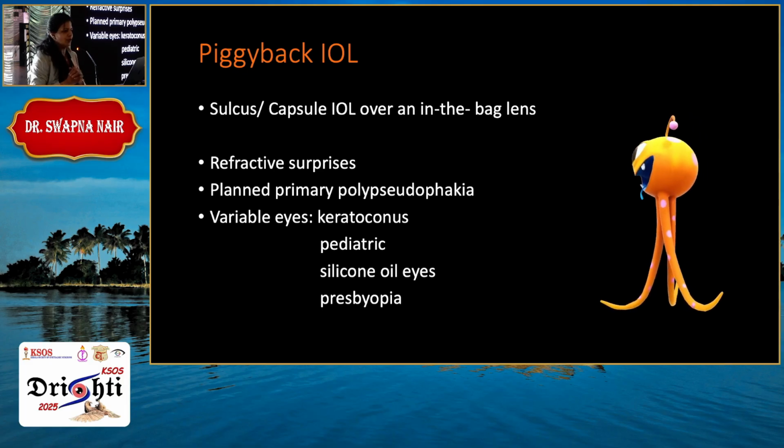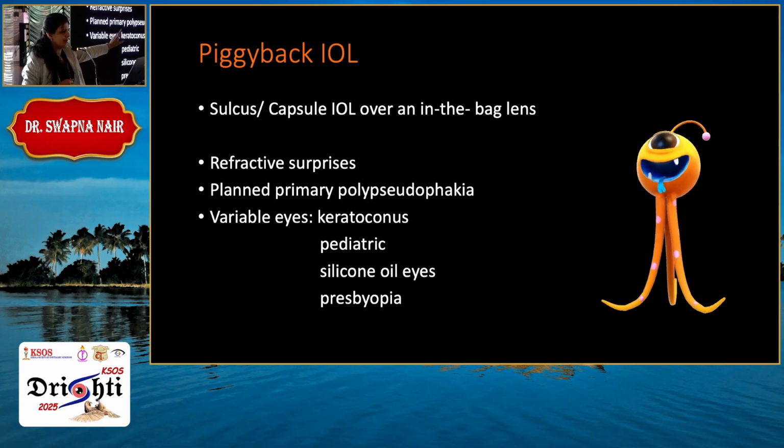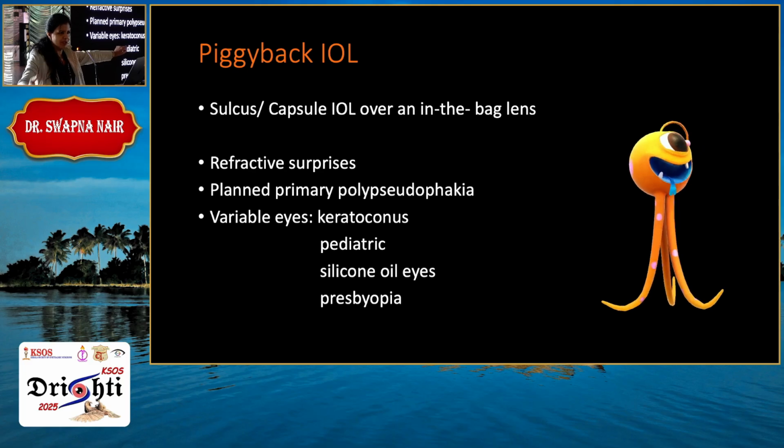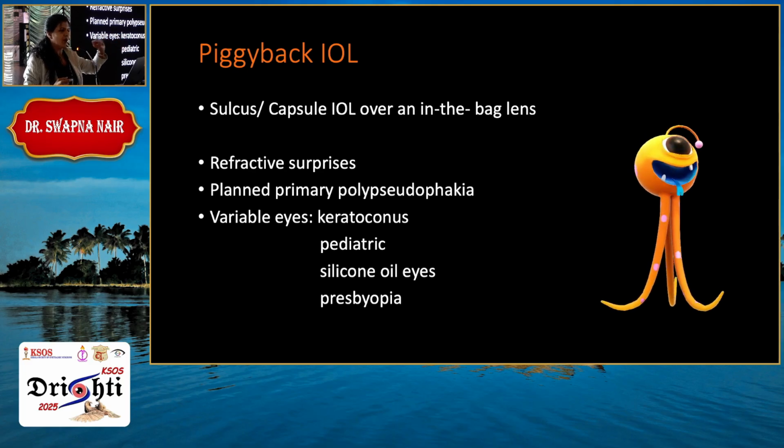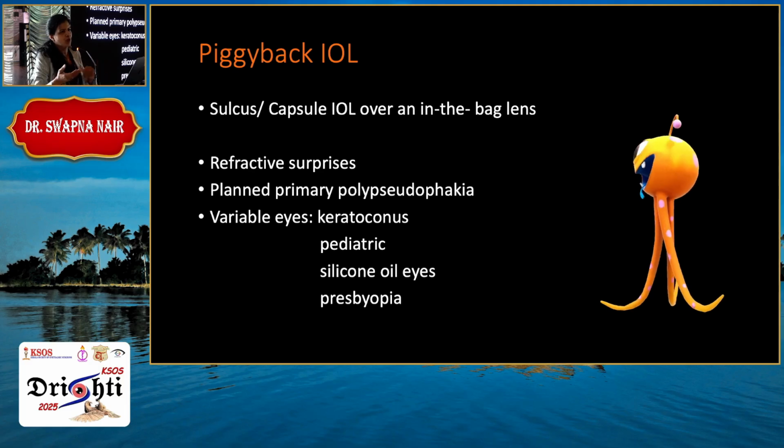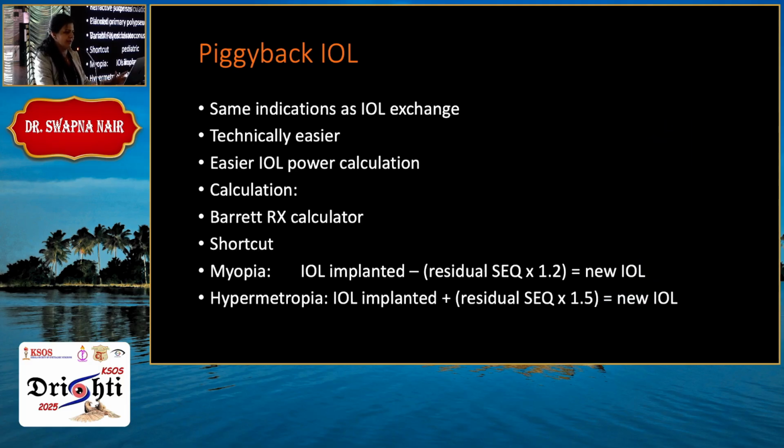But here we are talking about some variable eyes like keratoconus, where the powers may keep on changing. Pediatric eyes, again, which may develop myopia. Eyes with silicone oil, which will need another kind of lens in front, and in presbyopia, if you want to correct the presbyopia later on with another lens. So the same indications as the IOL exchange. It's technically easier because you're putting another lens nowadays only in the sulcus. Nowadays, we don't put a piggyback IOL in the capsular bag due to many reasons. The IOL power calculation is much easier. You can use either a Barrett treatment calculator or a shortcut like I've mentioned over here.